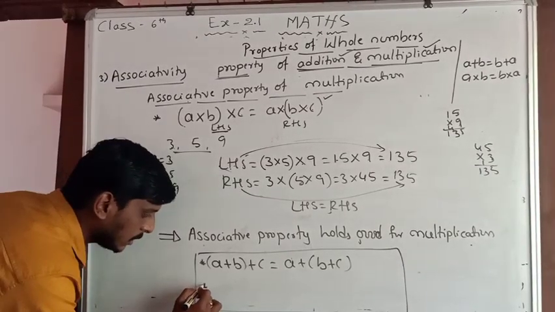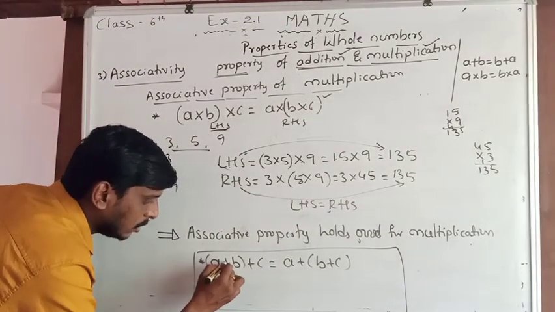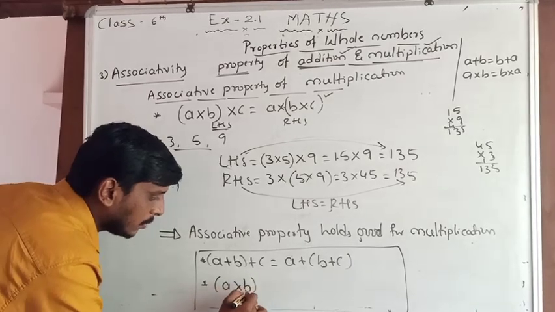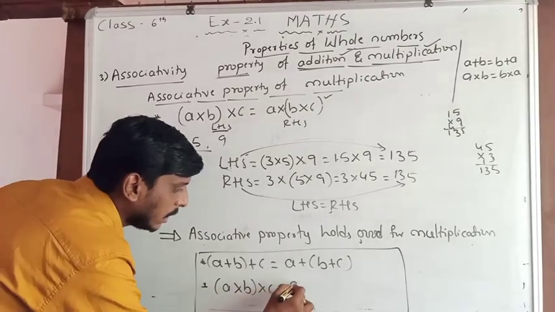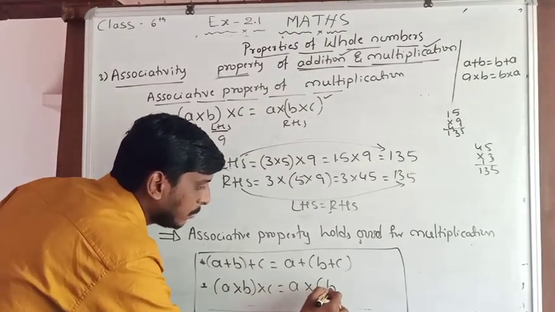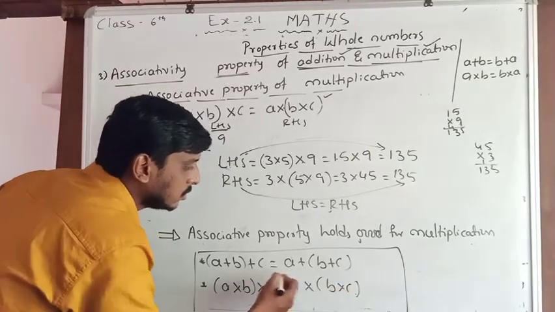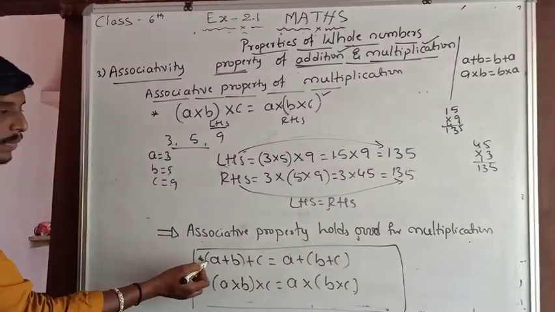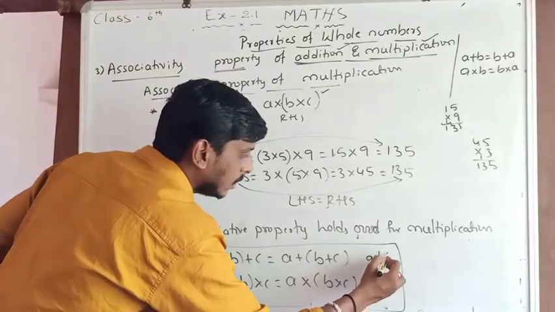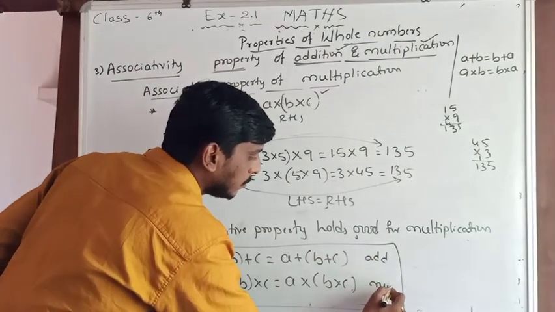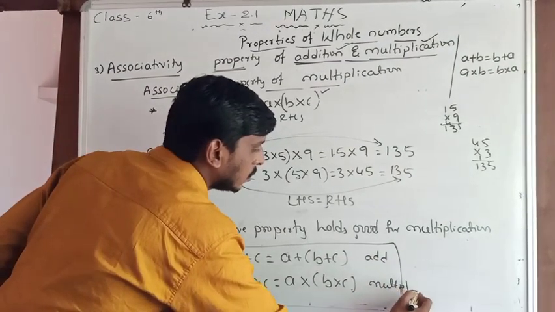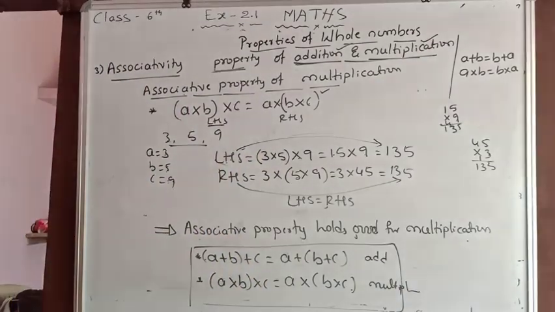And for multiplication: (A × B) × C = A × (B × C). This is the associative property of multiplication. Okay, so these two are the things we discussed.